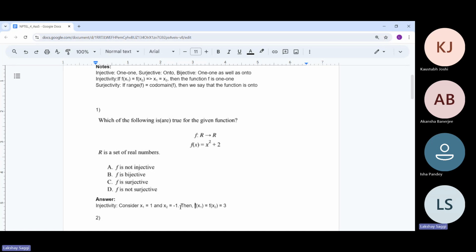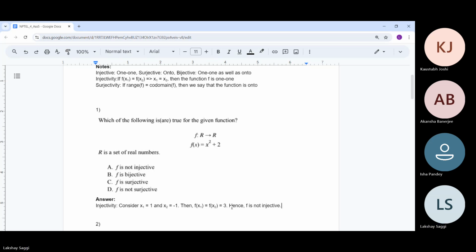So even if we take two different values for x1 and x2, if we take x1 as 1 and x2 as minus 1, for both of these values the function f of x will take the value 3, because minus 1 squared is also 1, 1 squared is also 1, and adding 2 to it will give us 3. So there are two different values for which the function gives the same value, and hence the function is not 1-1. Hence f is not injective.